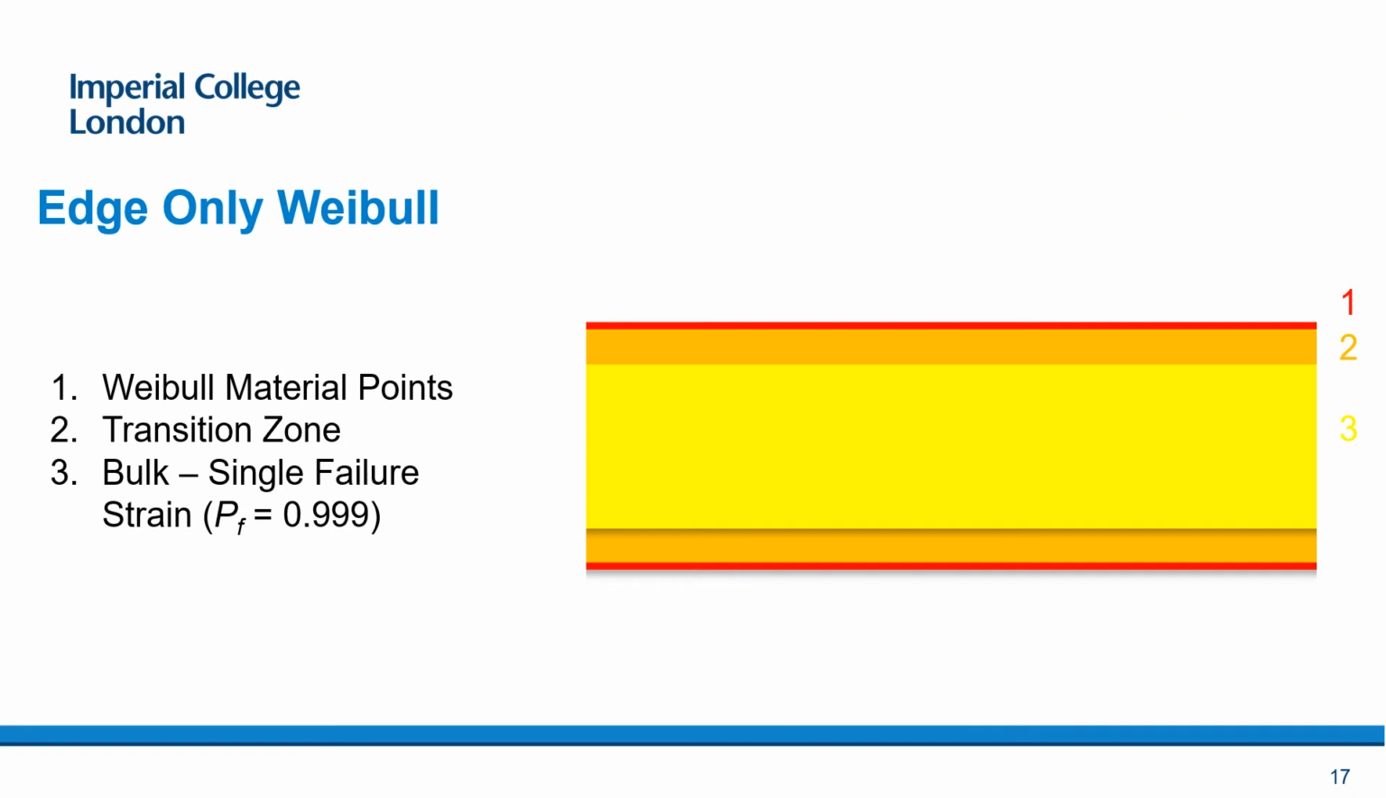To fix this, we implemented a method where only the material points at the surface would have random properties and the bulk has a single failure strain. You do end up with a transition zone where only some bonds are connected to the surface and therefore random, and the others are bulk and single failure strain.